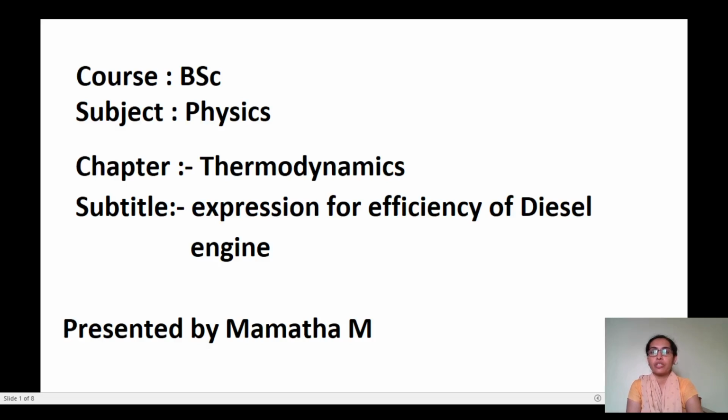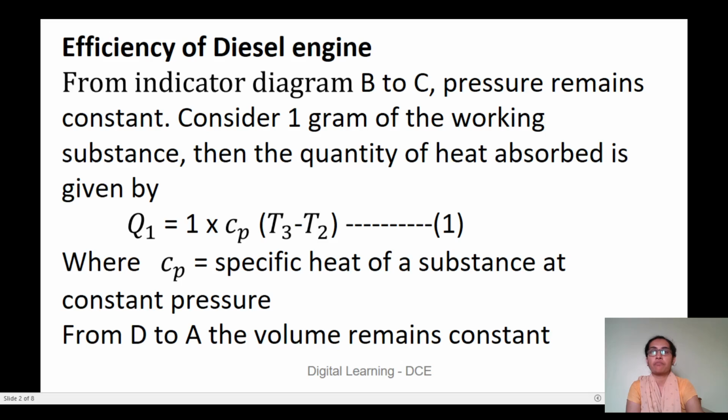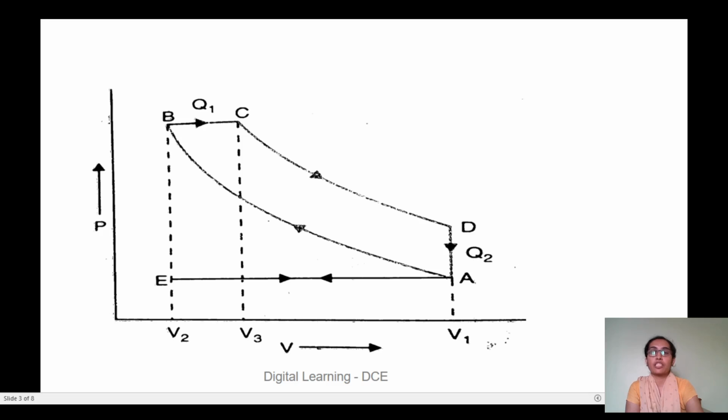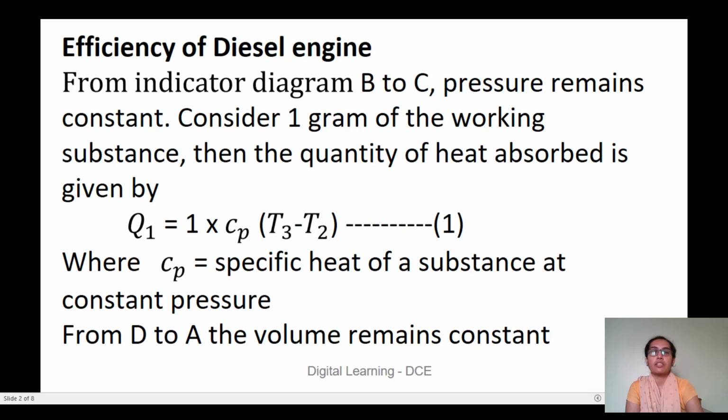Today I am going to speak on the chapter Thermodynamics, in that expression for efficiency of diesel engine. So in order to derive the expression for efficiency of diesel engine, as indicated in the PV diagram or from the indicator diagram, from B to C the pressure remains constant.